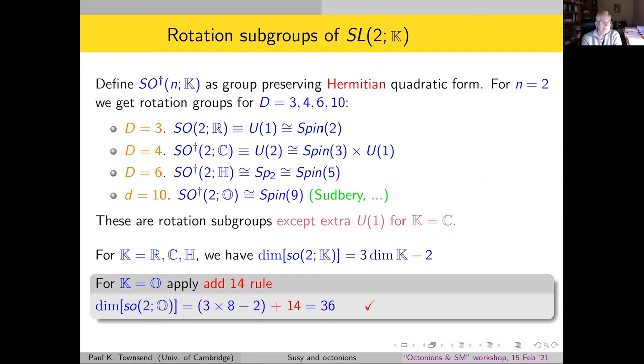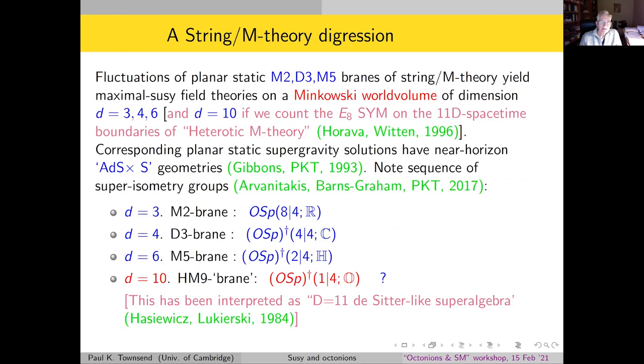And again, of course, if you look at the dimensions of these things, then naively you come to the conclusion that the dimension of those groups would be 3 times the dimension of K minus 2. If you add that all up, you get the wrong number for the Octonions, but if you add 14, you get 36, which is the dimension of spin 9. So that works again.